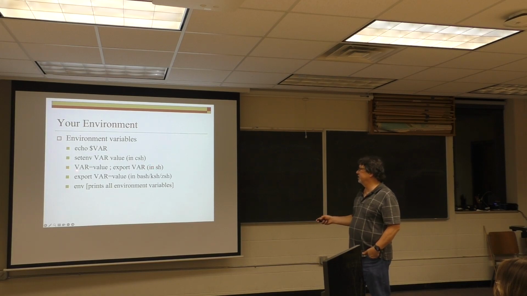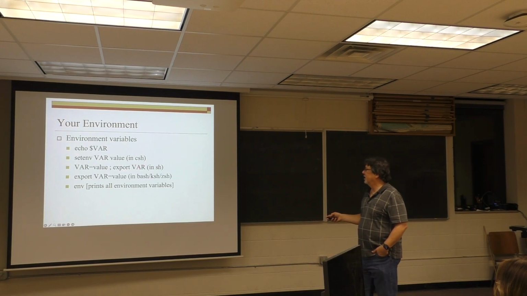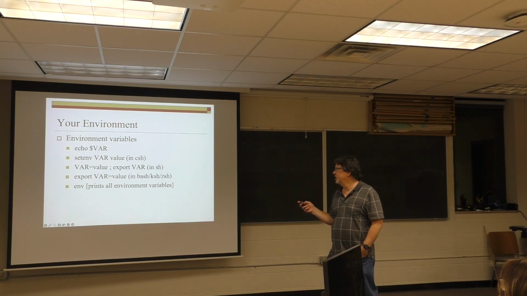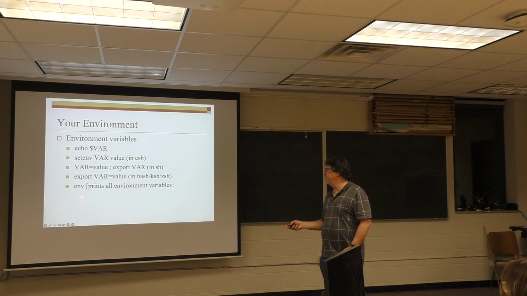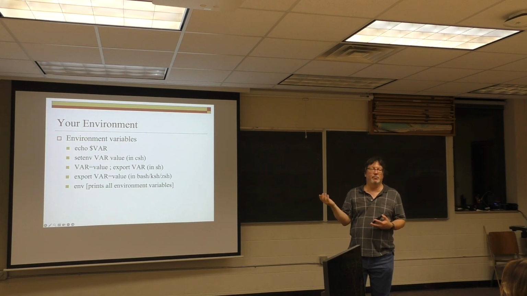In the Bourne shell, it's var equals something, semicolon, export that variable name. In bash, K shell, and ZSH, you can do that all in one thing. So you say export variable equals some value. So this thing and this thing are equivalent, for the C shell and the bash. If you just type env, it will print out all of your environment variables. So you can see what environment variables are set in your environment right now.